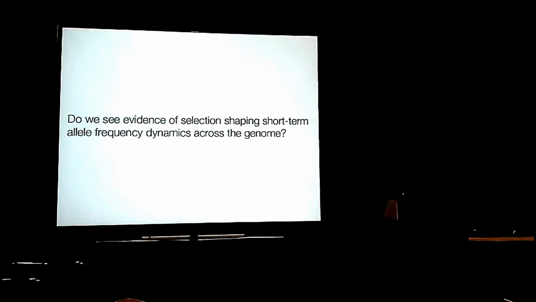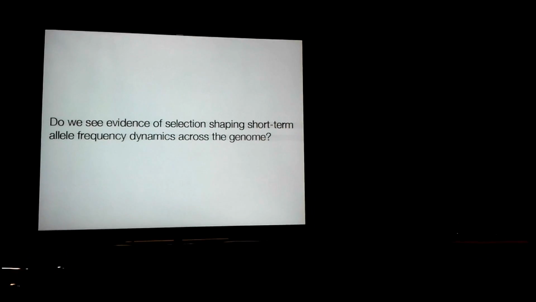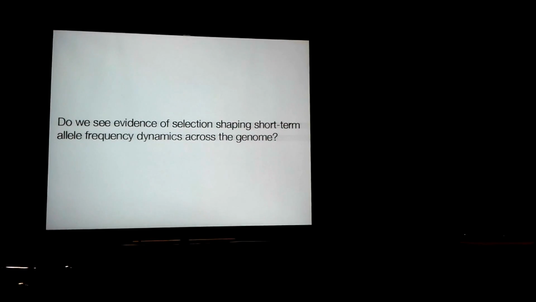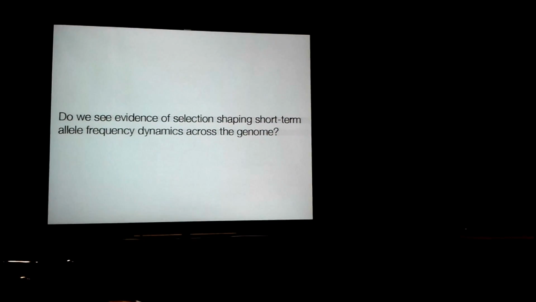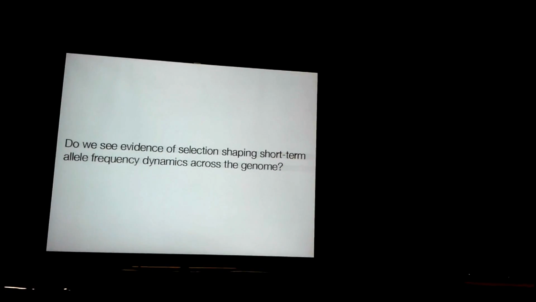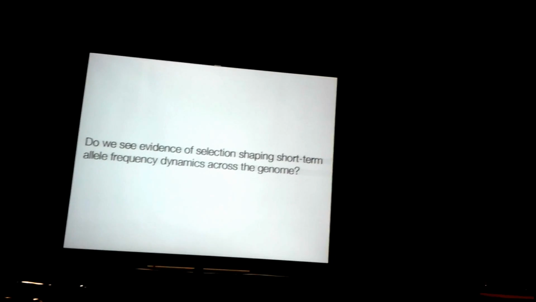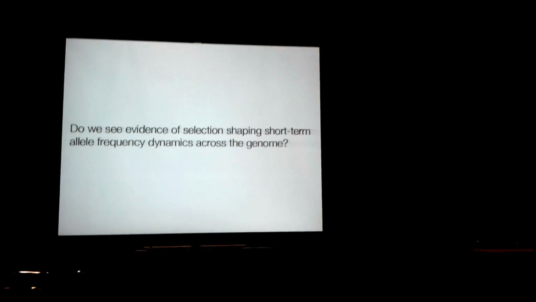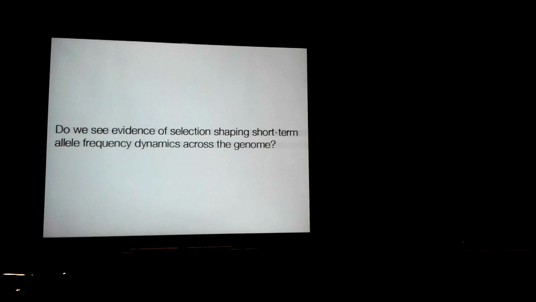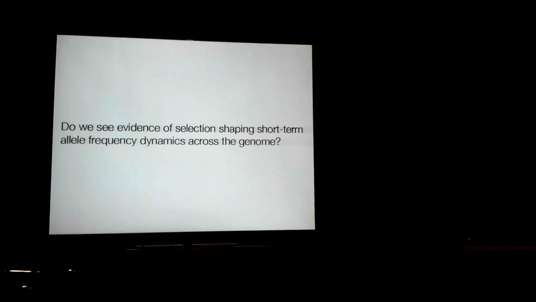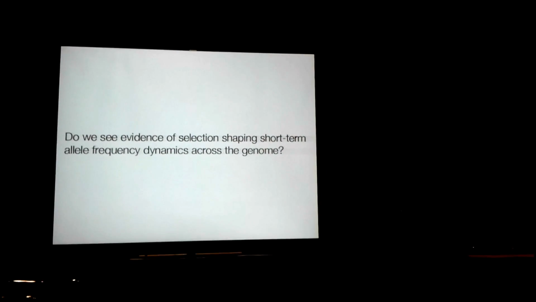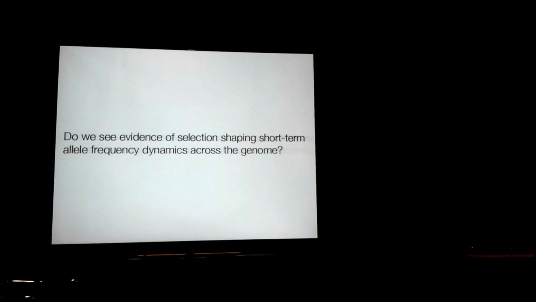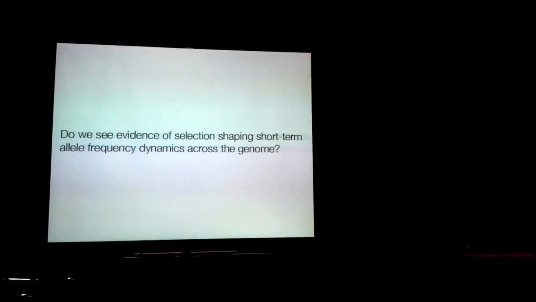But what about rapid evolutionary dynamics at the genomic level? Can we see evidence of selection shaping short-term allele-frequency dynamics at the genome? Studies of contemporary evolution at the level of the genotype have been pretty rare so far, mostly due to limited temporal sampling of natural populations through time. Some of the best opportunities to study the genetic basis of contemporary evolution come from a handful of long-term demographic studies in which individuals are followed in a population across decades.